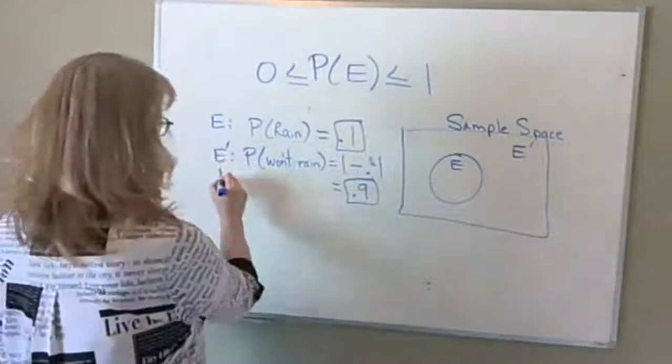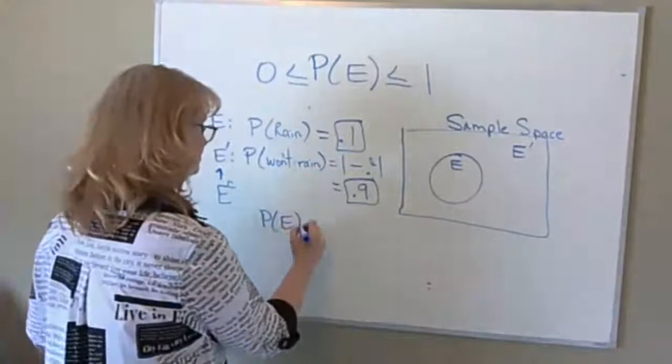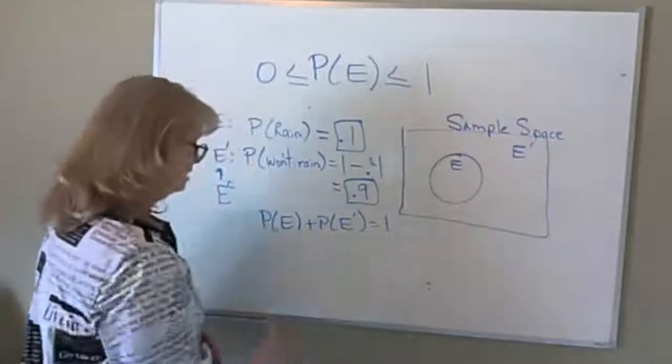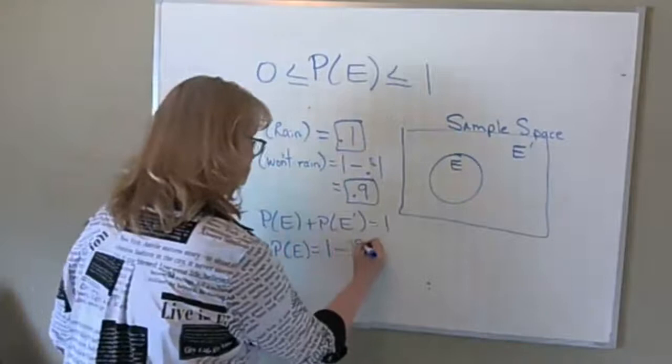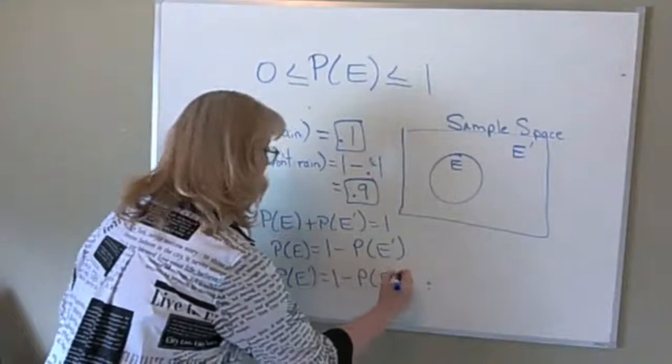Occasionally, instead of that apostrophe, they'll write it like this with a C. I've seen it both ways in different books. And so what they're telling you is the probability of an event plus the probability of its complement has to be 1. Also, if you want to find the probability of an event, you can do 1 minus the probability of the complement, or the probability of a complement is 1 minus the probability of the event, which is what I used here. Okay?